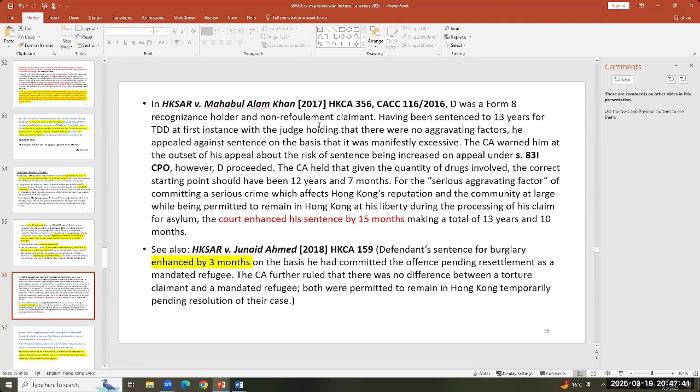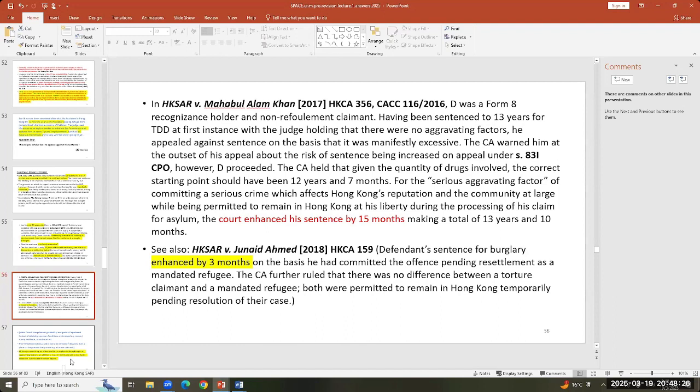Mahabul Alam Khan, his sentence was enhanced for the serious aggravating factor of committing a serious crime in Hong Kong, which affects Hong Kong's reputation in the community at large while being permitted to remain in Hong Kong at his liberty. So his sentence was enhanced by 15 months off a sentence of around 12 years. Here, Junaid Ahmed, enhancement of 3 months for the fact that he was a refugee. So in other words, if we take 5 years as a starting point for robbery after trial, we do expect there to be some enhancement for the fact that he's an asylum seeker.